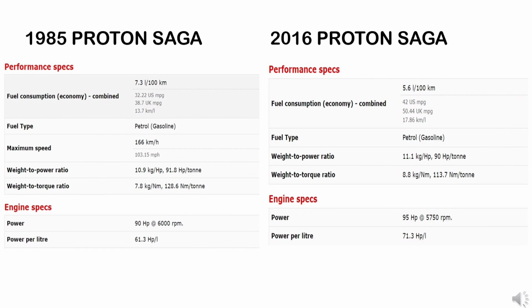To compare the vehicle in the past and now, let us take Proton Saga as an example. As we can see from these two pictures, the 2016 Proton Saga is more efficient than the 1985 Proton Saga as it has higher horsepower and it also consumes less fuel to move 100 km.